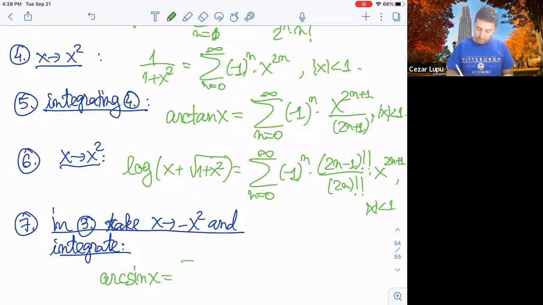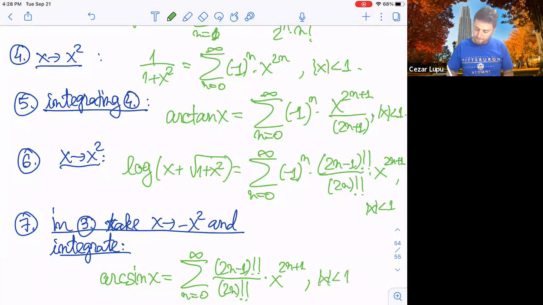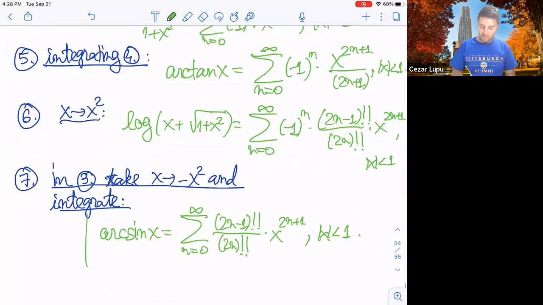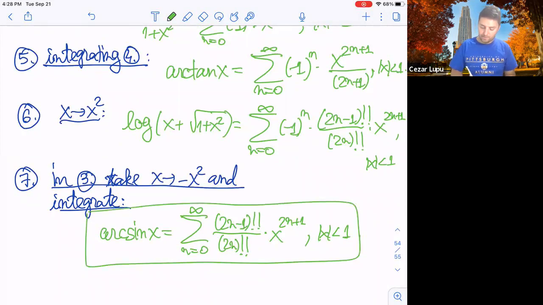So we'll have that this is 2n minus 1 double factorial over 2n double factorial times x to the power 2n plus 1. That's a very important series. Like I said, we can actually use differential equations to do this, but either way.